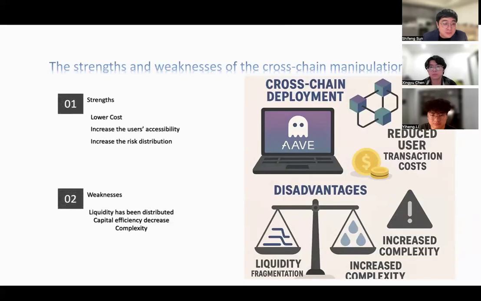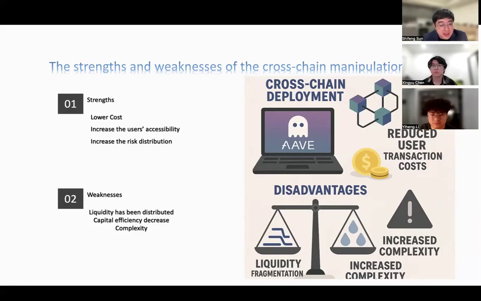Moving on. This page discusses the strengths and weaknesses related to the cross-chain operation of Aave. The ability to operate across different blockchains brings several advantages. It can potentially lower transaction costs for users by allowing them to choose the most efficient chain and significantly increase user accessibility by not limiting participation to a single network. Furthermore, distributing activity across chains can help spread and mitigate certain risks, increasing overall resilience.